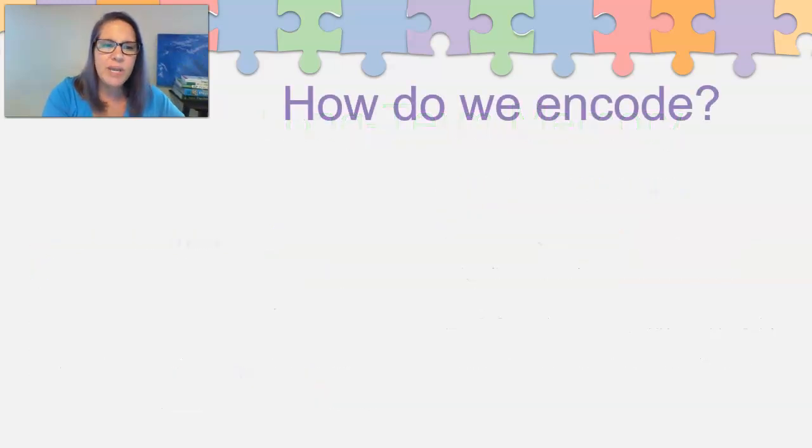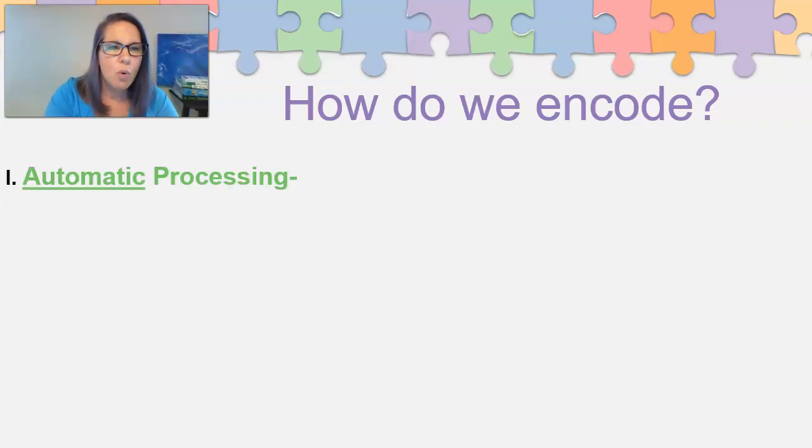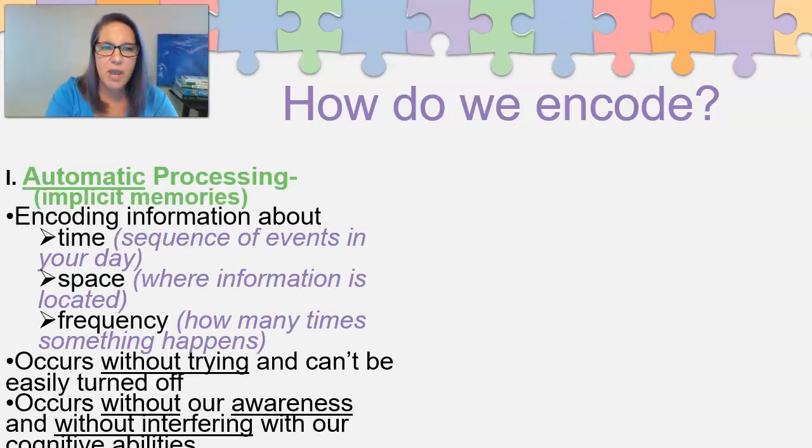So how do we encode all of this information? Okay, so we talked about some of the different types of memories, but how do they get there? How do we encode them? So automatic processing. Automatic, exactly what it means, okay? It happens automatically. We don't really have to think about it too often. And these are our implicit memories.